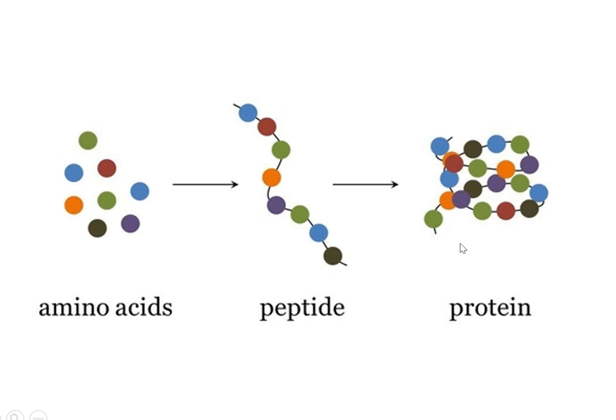So proteins are the most diverse molecule in your body. You have thousands and thousands of different proteins. And again, the shape they have allows them to do their job. So if you change the shape, you change their function. And one way you can change their shape is if you don't have the amino acids in the correct order.